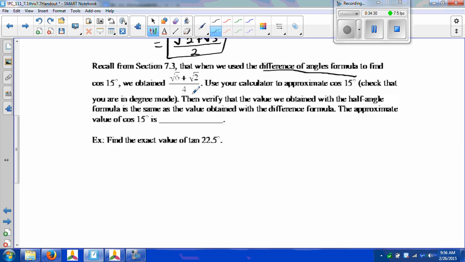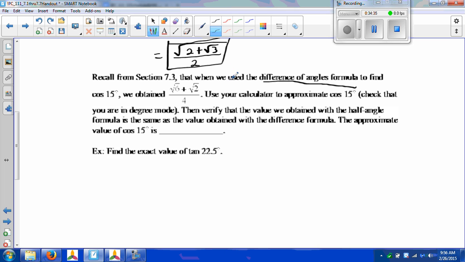so if you had done this in your calculator, if you do the cosine of 15 in your calculator, make sure you're in degree mode. So I'm going to make sure I'm in that, and then I'm going to do the cosine of 15, and I get the approximate value of the cosine of 15 is 0.9659.